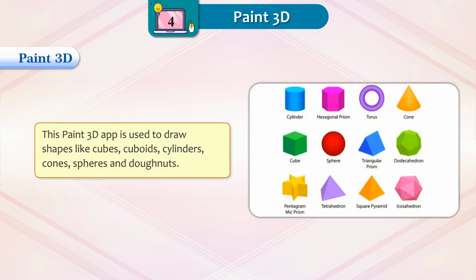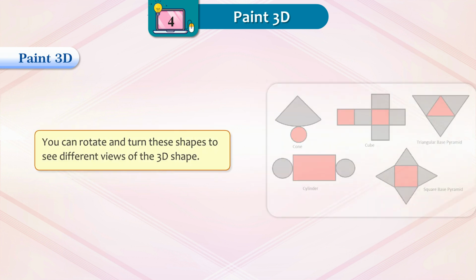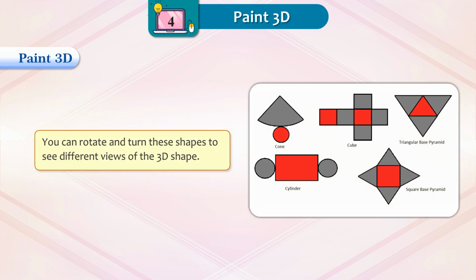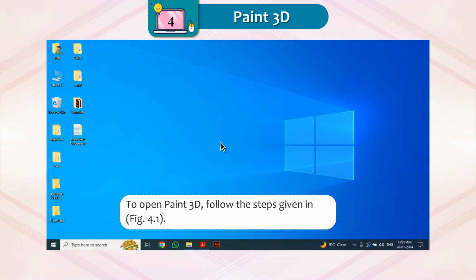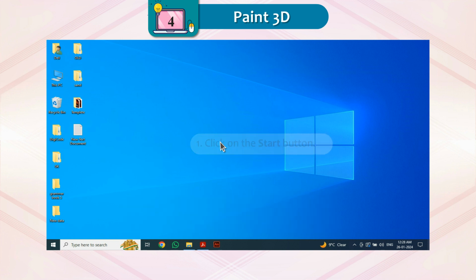This Paint 3D app is used to draw shapes like cubes, cuboids, cylinders, cones, spheres, and donuts. You can rotate and turn these shapes to see different views of the 3D shape. Starting Paint 3D. To open Paint 3D, follow the steps given in Figure 4.1.